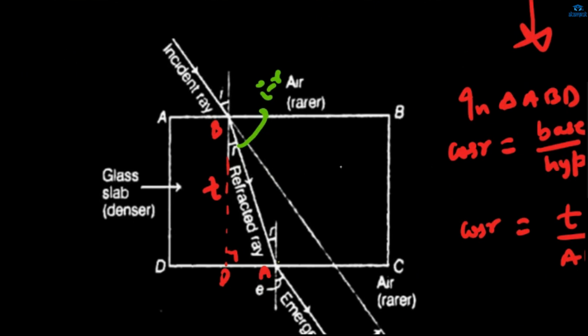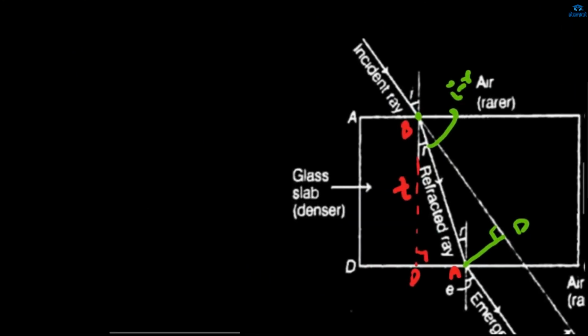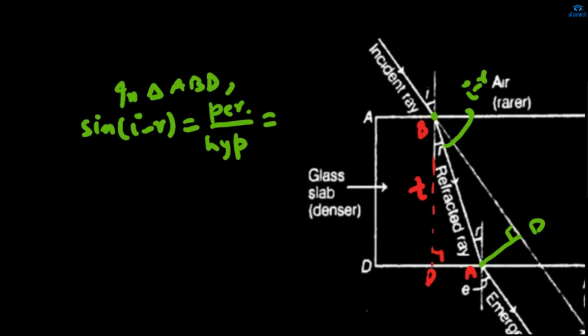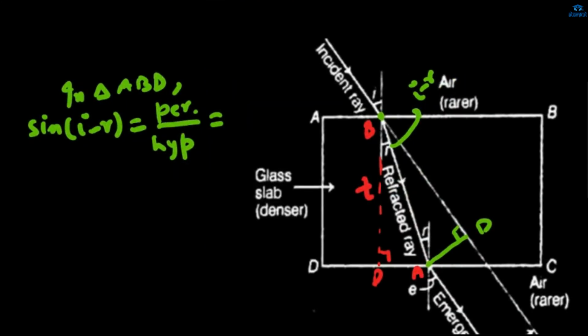If we take this triangle, this point is already B, this point is already A, so let us take this as D. This is our 90 degrees. If we take sine I minus R in triangle ABD, it will be perpendicular upon hypotenuse. The perpendicular is AD, and the hypotenuse is AB. AB is common, the hypotenuse for both of the triangles.